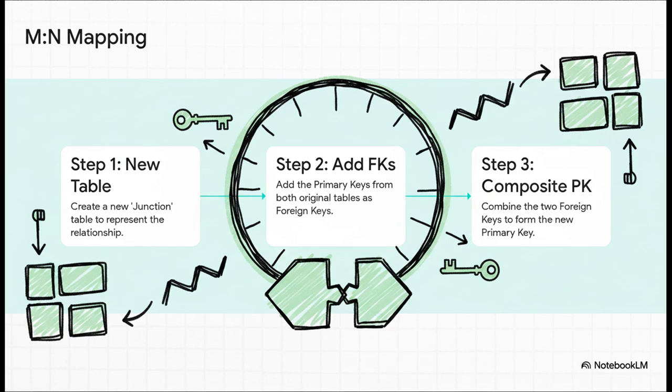So what do you do? The solution is to create a brand new table that just sits right in the middle. People call this a junction table, or sometimes an association table. Its entire job is to be a bridge, connecting those two original tables.